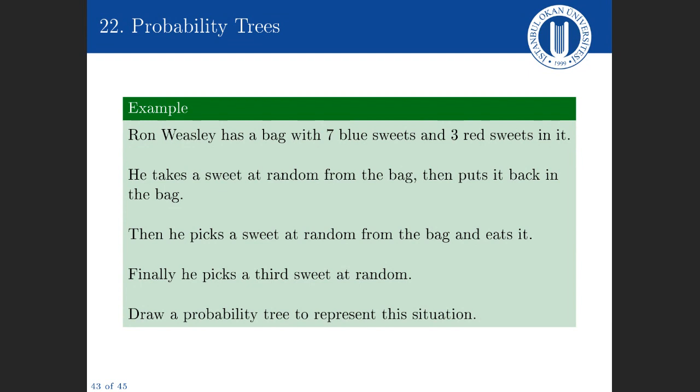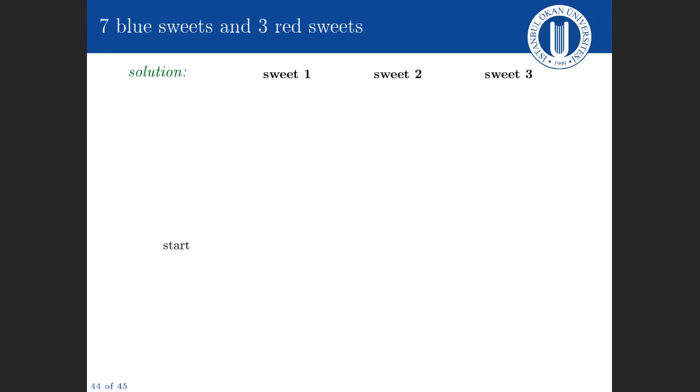We are asked to draw a probability tree to represent the situation. Now, remember, I've written at the top, we have 7 blue sweets and we have 3 red sweets. The first sweet might be blue or it might be red. Probability that the first sweet is blue is 7 over 10. The probability that the first sweet is red is 3 over 10.